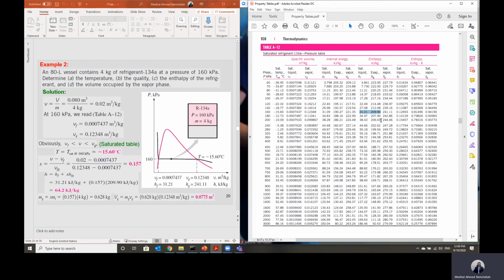Then we can just substitute. Here in this case, H will equal to H fluid, which is 31.2, plus X, 0.157, multiplied by HFG, which is 209.9. Then we can calculate the value of the enthalpy in this case.